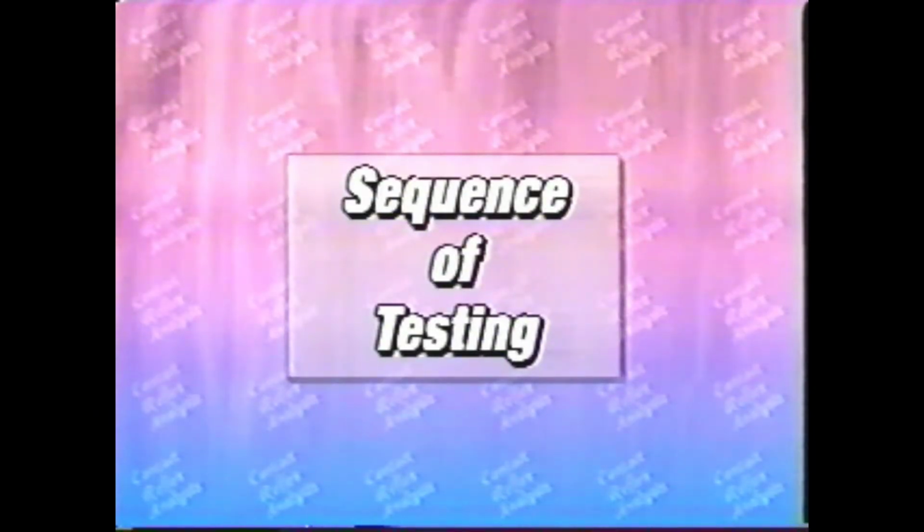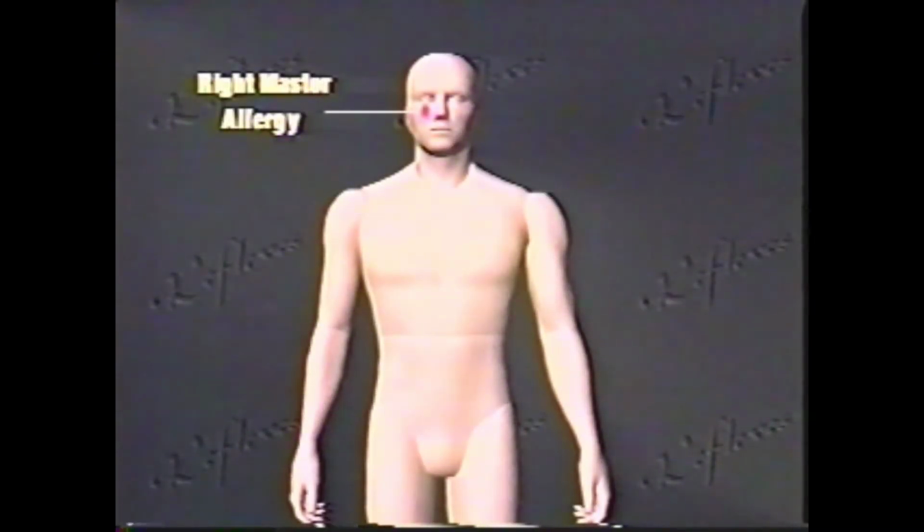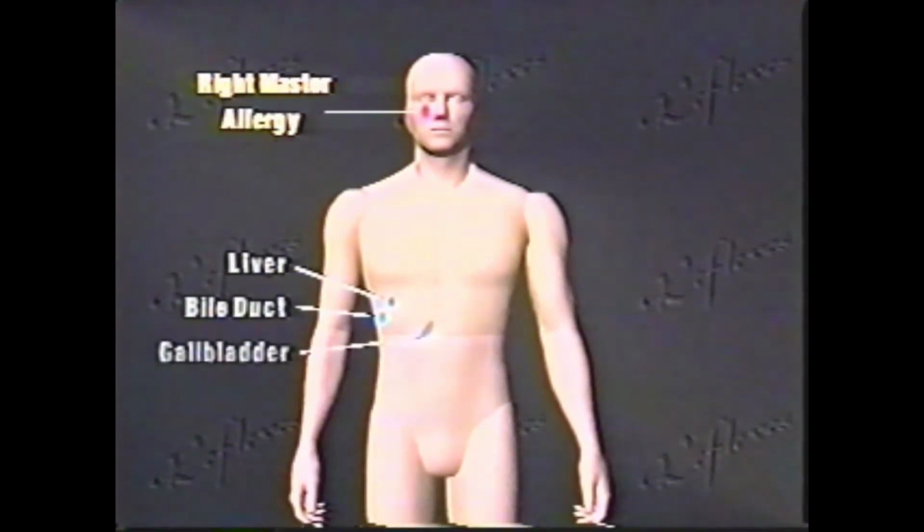To alleviate some of the mystery of these reflexes, here's a sequence of testing and the location of each reflex. We'll start by showing the 9 basic reflexes. The first is the right master allergy reflex. This reflex is located just below the center of the right eye on the high part of the cheek. If this reflex blows or becomes weak, then there are 3 subreflexes to test. They are liver, bile duct, and the gallbladder reflex.